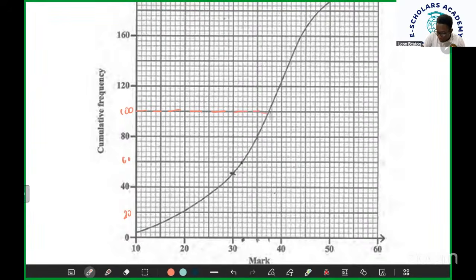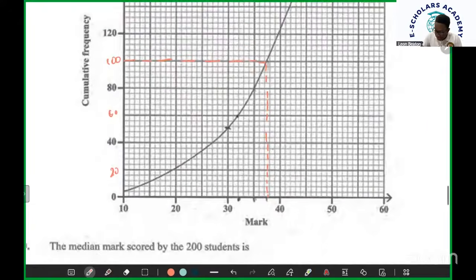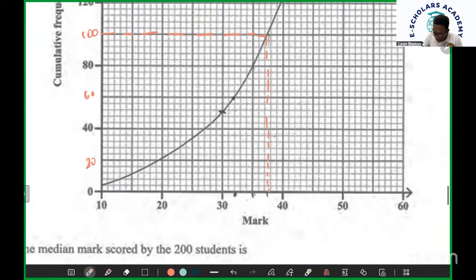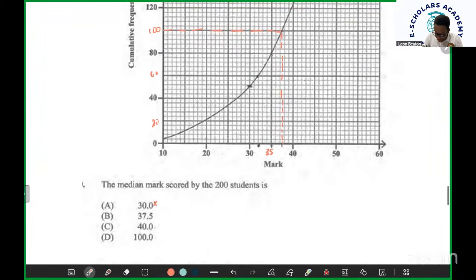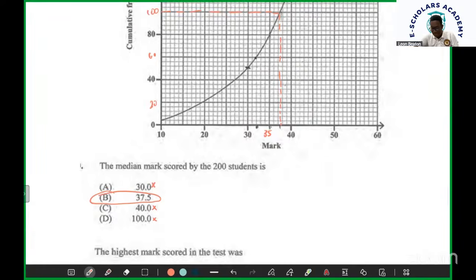And then we come down. So we got 30 here, so here will obviously be 35. So that looks like, it's definitely not 30, definitely not 40, definitely not 100. So we go with B, which is 37.5. 37.5 right here. That is it.